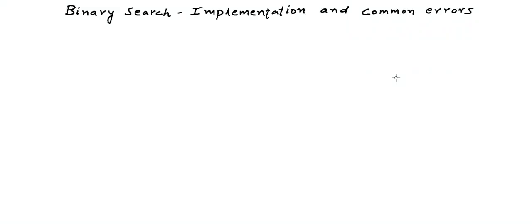In the previous lesson, we learned about binary search as an efficient algorithm to find or search an element in sorted data, in a sorted collection. In this lesson, in some real code, we will see how to implement binary search, and we will also see what are the common errors that happen while implementing binary search. But before that, a quick recap.